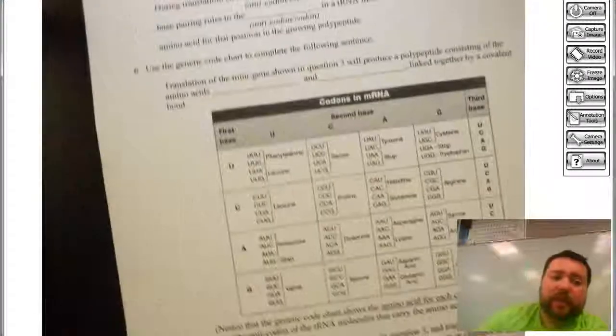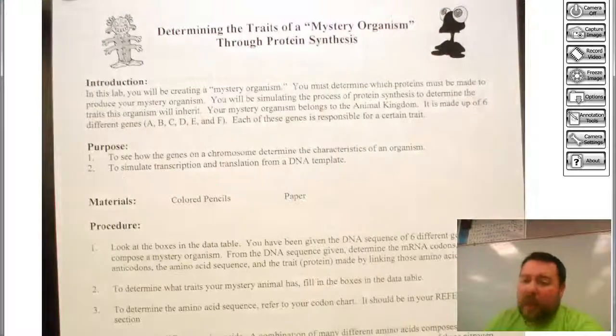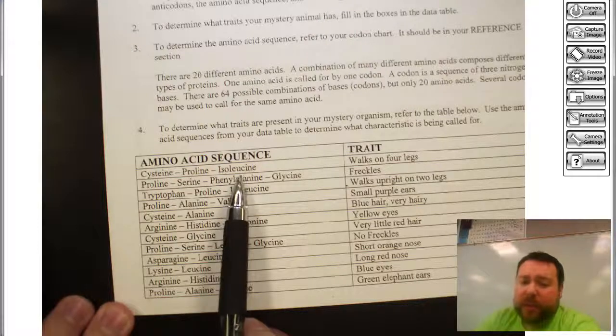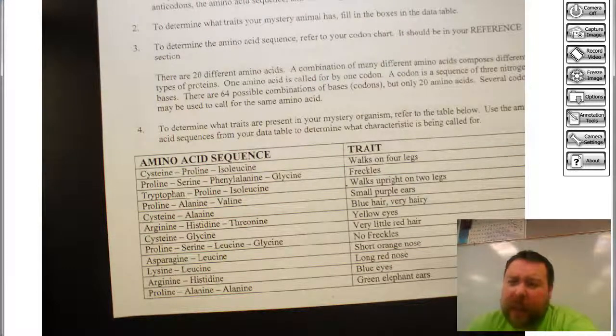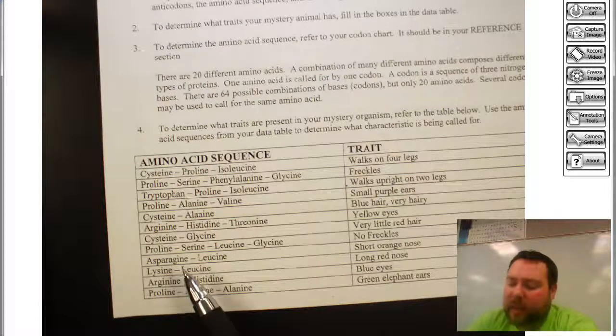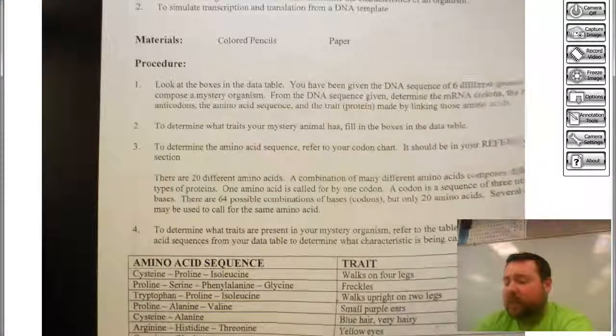Okay, what I'm going to ask you to do is, I have a separate activity for you, and you are going to be figuring out a mystery organism. And based on what amino acids are produced, you can determine what traits that particular organism is going to have. Now, this is kind of oversimplified of how a real organism works, but the concept is the same. Depending on what the order of your amino acids are, that may end up changing what that trait is. And we're going to end up going and talking about mutations and some of those items.